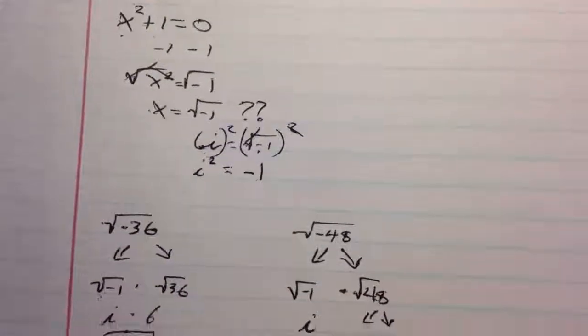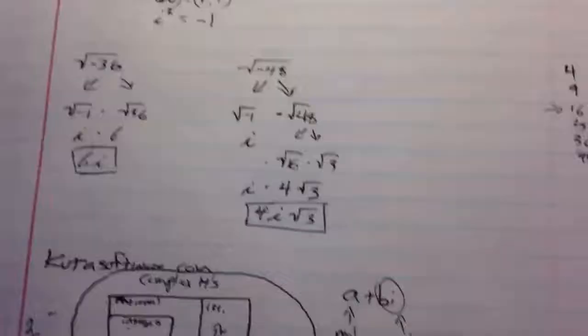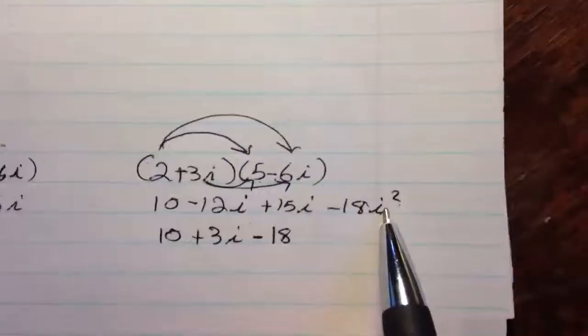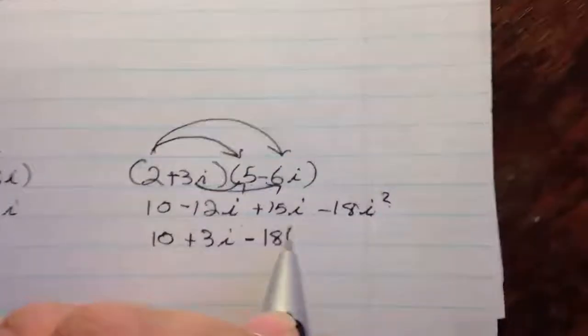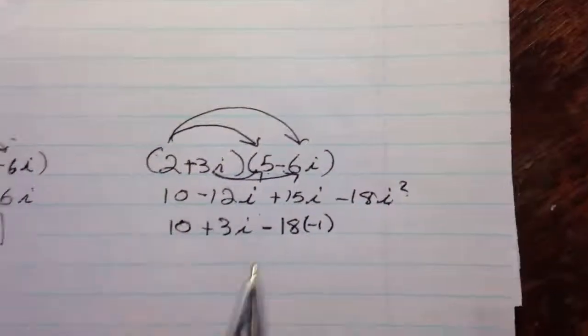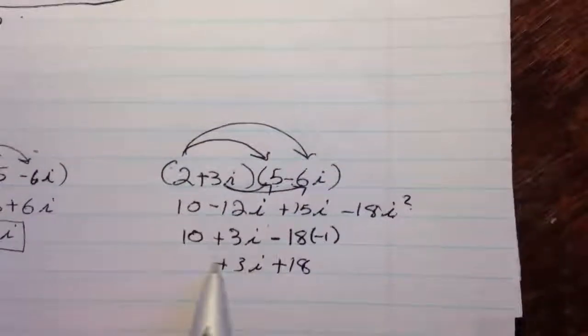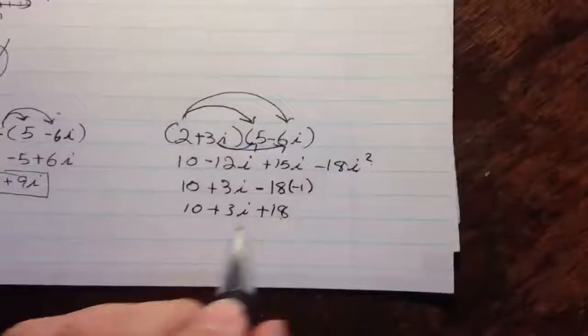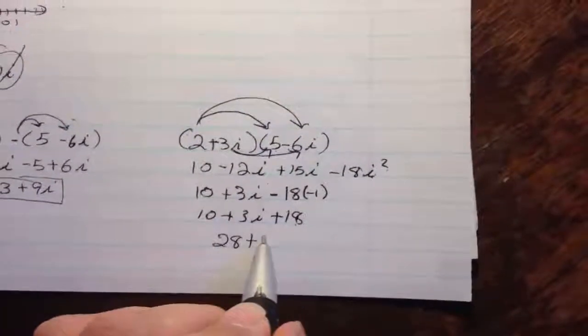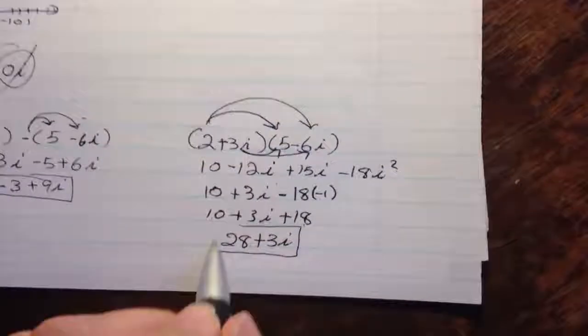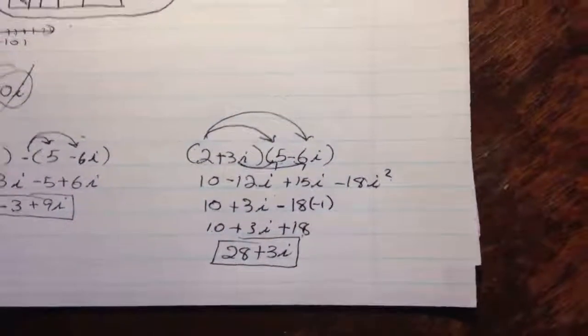Okay? So watch what's happening here. I'm back down here now. i squared is really representing negative 1, so that means that is multiplied by negative 1. So that's going to be a positive 18. Is that 3i and that 10? Well, look here. 10 plus 18, 28, plus 3i. Now it is simplified.